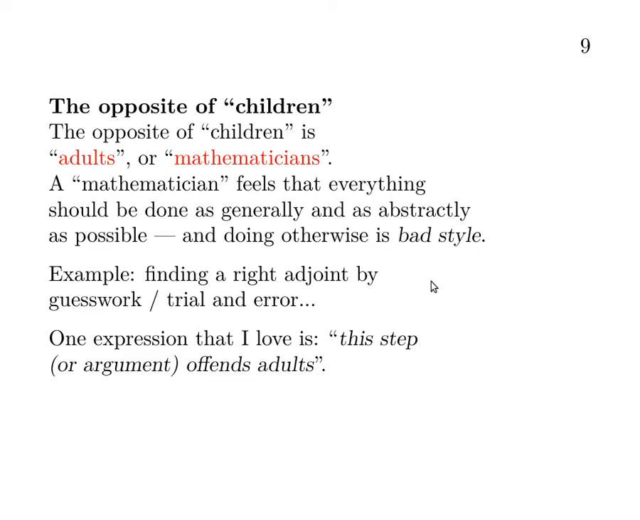An example that I'm going to use later in the slides is that we're going to find the right adjoint of a certain functor in a certain diagram, and the easiest way to find it is by guesswork and by trial and error. The adult way to find it would be by using Kan extensions and general techniques that work everywhere. One expression that I love, and that I'm starting to use in my presentations a lot, is: this step, or this argument, offends adults.